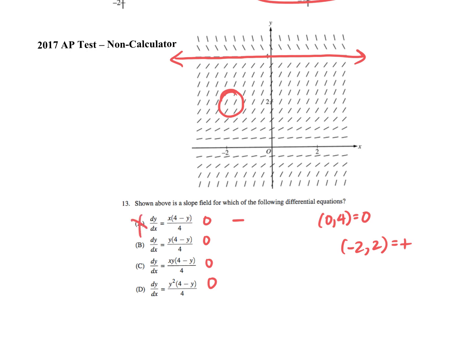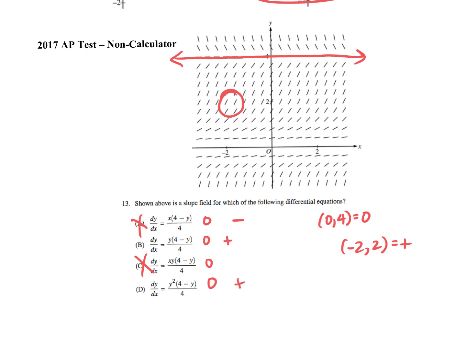What about B? B works. B gets me a positive still. How about C? That'd get me a negative slope, so C is out. Try something with a -1. D would get you a positive. So B and D are still in.